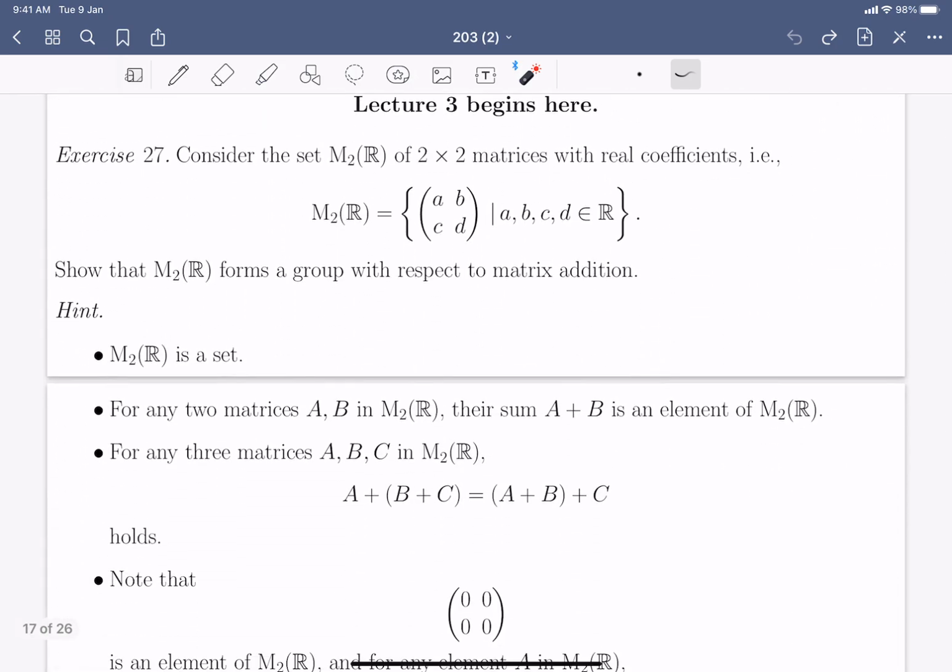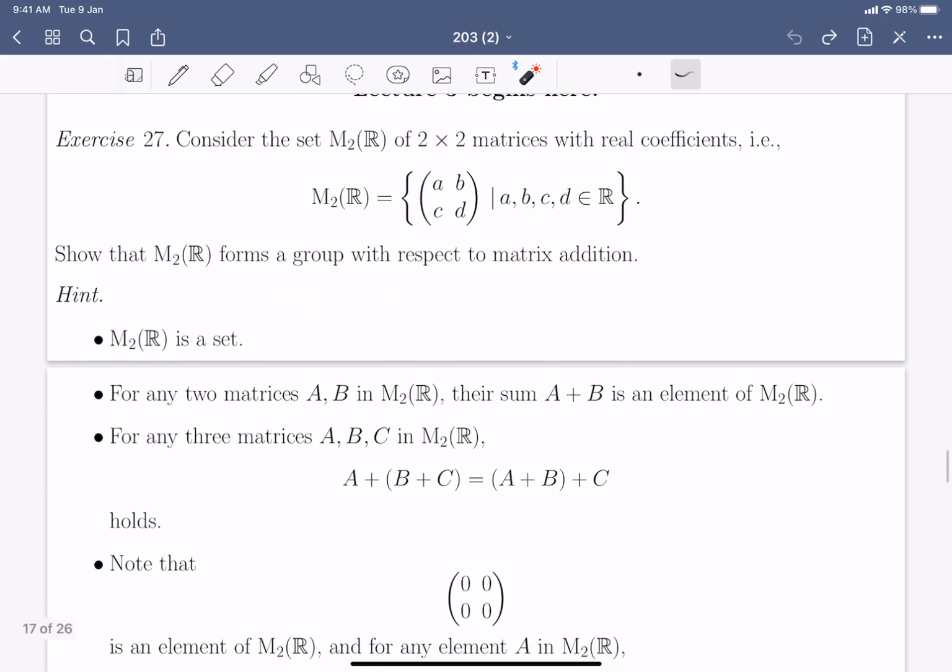So let's begin with an example. Let's consider the set M2R of 2 by 2 matrices with real coefficients, the 2 by 2 matrices with entries a, b, c, d inside R. So the exercise is to show that this forms a group with respect to matrix addition.